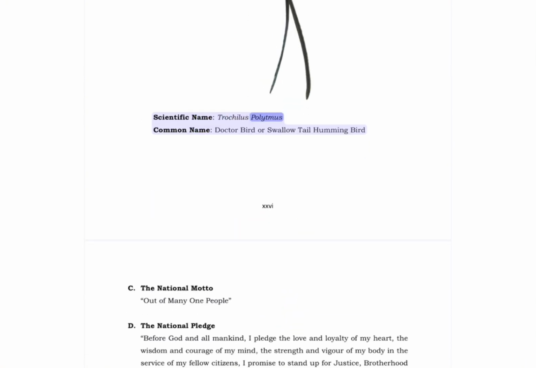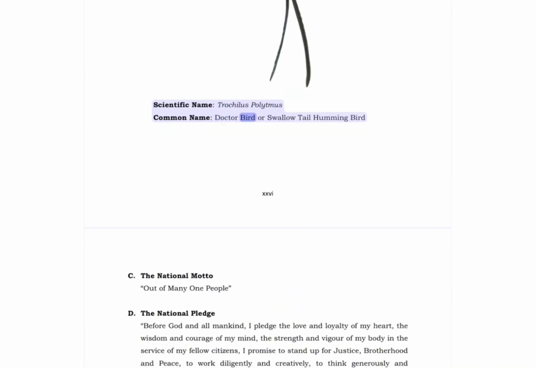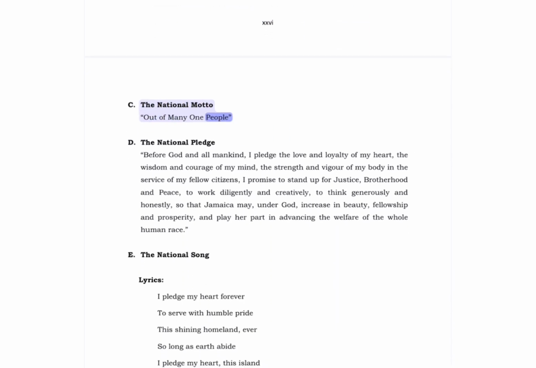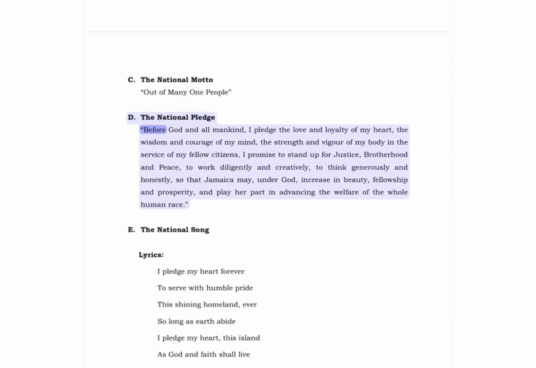National bird. Scientific name, Trochilus polytmus. Common name, doctor bird or swallowtail hummingbird. The national motto: Out of many, one people. The national pledge, before God and all mankind.